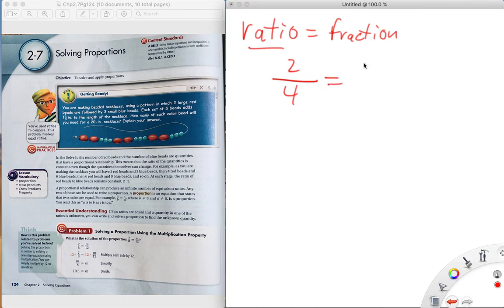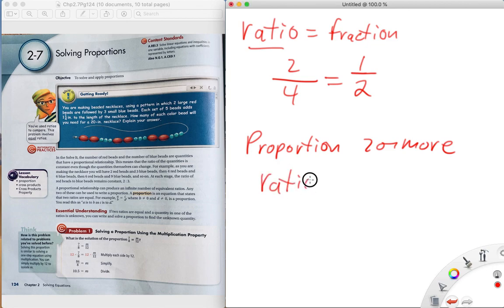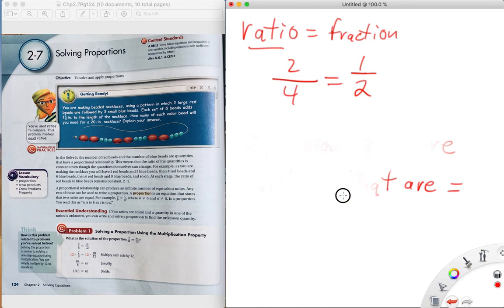When we talk about a proportion, it is two or more ratios or fractions that are equal. They equal each other. So 2/4 is equal to 1/2. We can say that that's a proportion. Two fractions that are equal to each other.